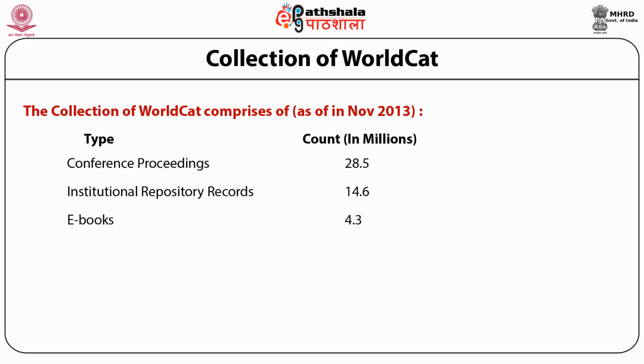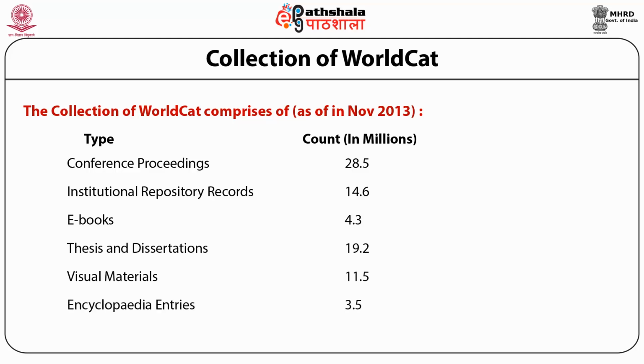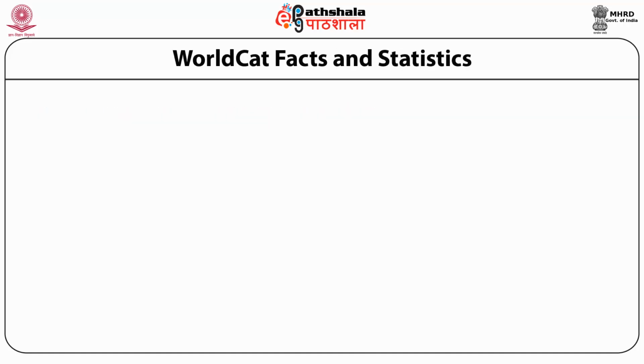It has 4.3 million ebooks, 19.2 million theses and dissertations, 11.5 million visual materials, 3.5 million encyclopedia entries, and 1.2 million chapters from various books, a wide range of collections. Now let's talk about the various kinds of representation, WorldCat facts and statistics.